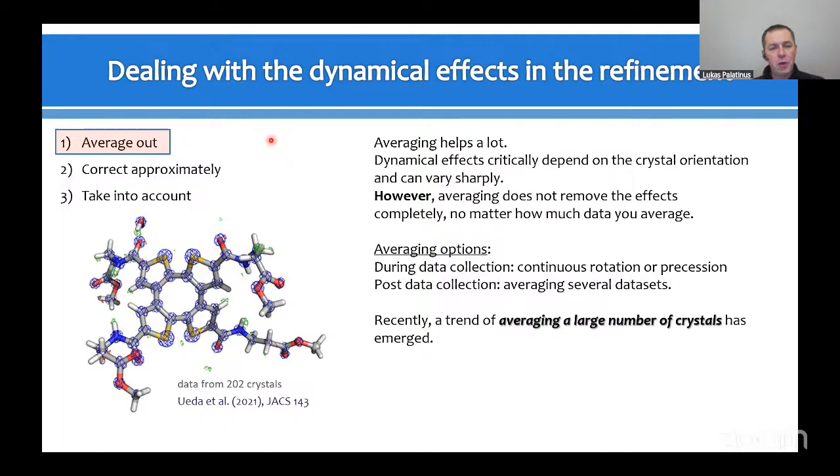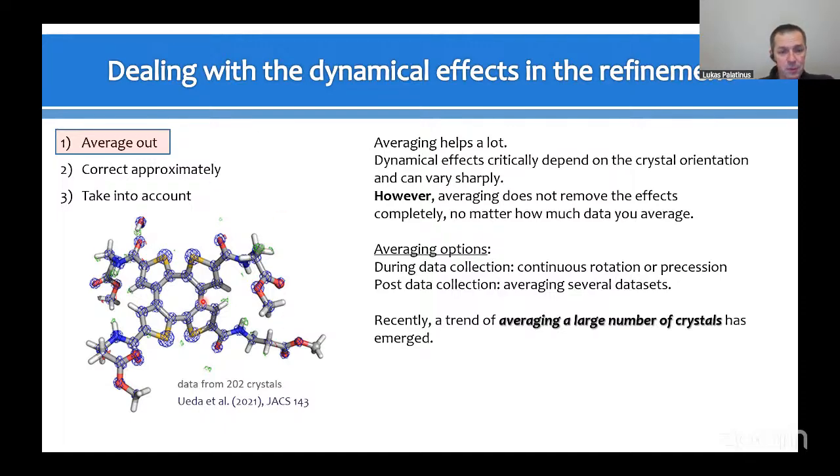I mentioned it already, combining, merging several data sets helps a lot, not only because of better completeness, but also because the dynamical effects tend to be somewhat random, though they're not really random. So by averaging a lot of data, we can get data that are less sensitive to dynamical effects. However, the averaging does not remove the effects completely, no matter how much data you average. Even if you average an infinite number of crystal data at all orientations, the result is not asymptotically kinematical.